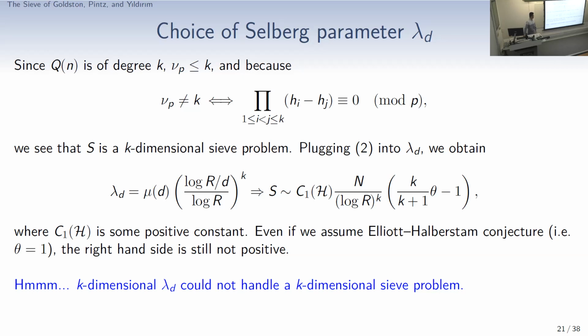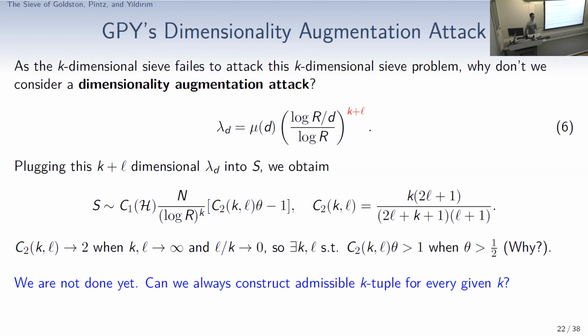So the k-dimensional lambda cannot handle a k-dimensional problem. So we can cheat a little bit. Why not consider a lambda of higher dimension? And here's the dimensionality augmentation attack. Basically what GPY did is that they increased the dimension of lambda to k plus L, and L is some number to be determined later.